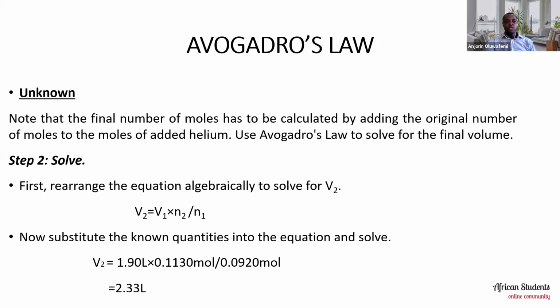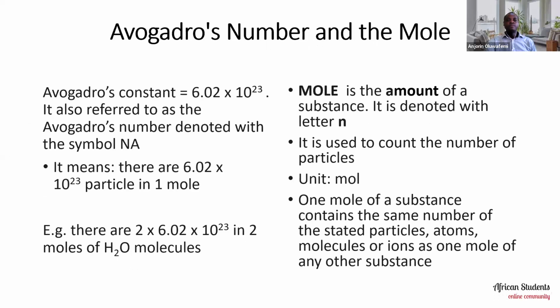So that is pretty straightforward. Understand the formula, try to establish those parameters that are known, and then those that are not known, and then look for the unknown from there, and you'll be able to arrive at your answer. Very simple. Okay. So the next thing that we need to look at is Avogadro's number and the moles.